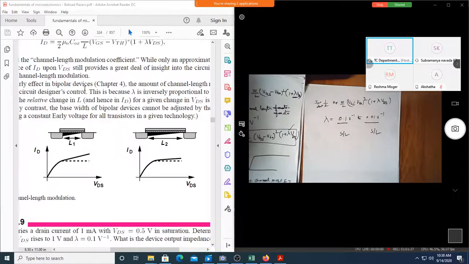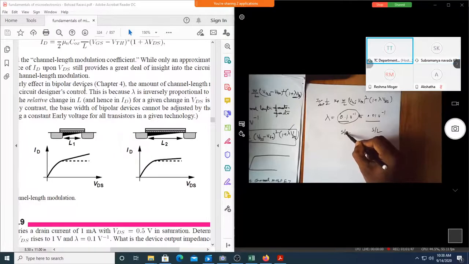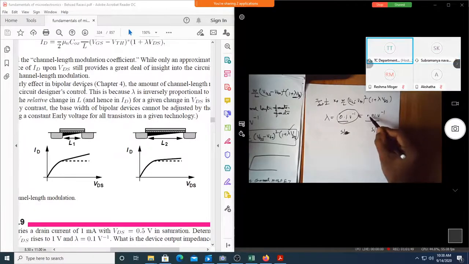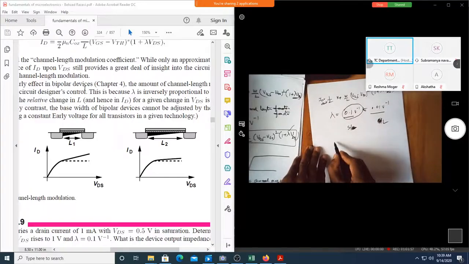Short channel, sir? Sure, the variation is more there. If the value of lambda is more, then it is a short channel. If the variation of lambda is less, then this is meant for a long channel. Get it? If it is 0.01 or 0.1, the variation is okay.